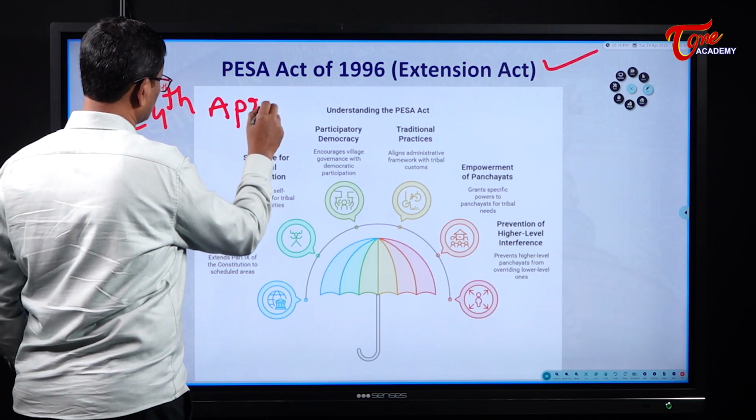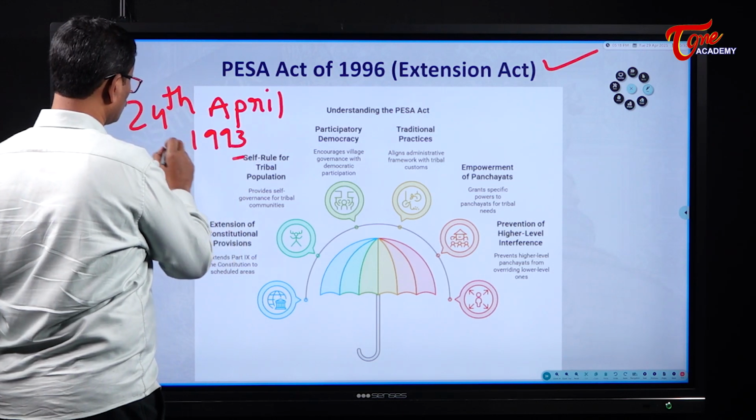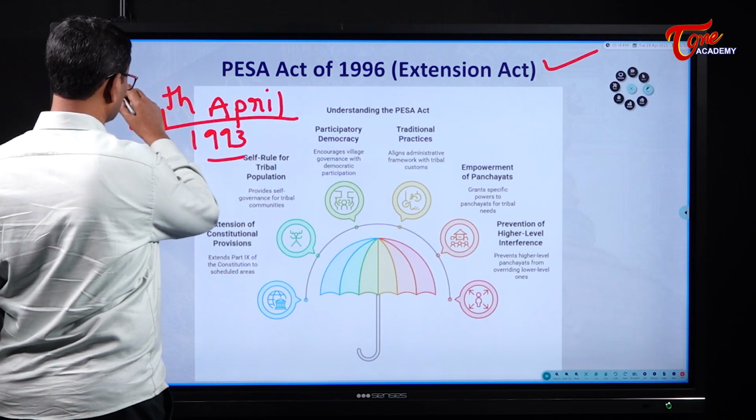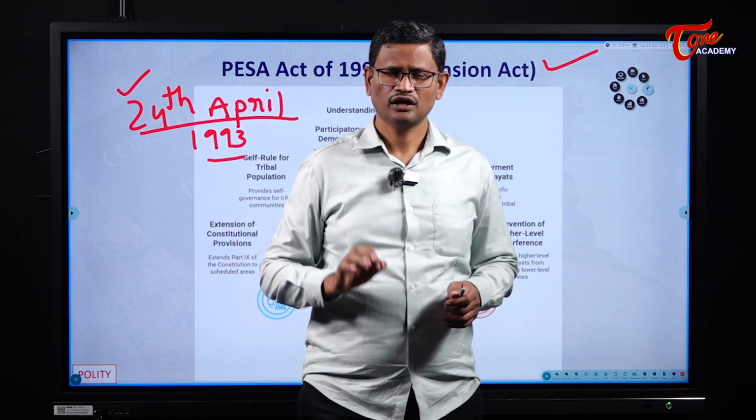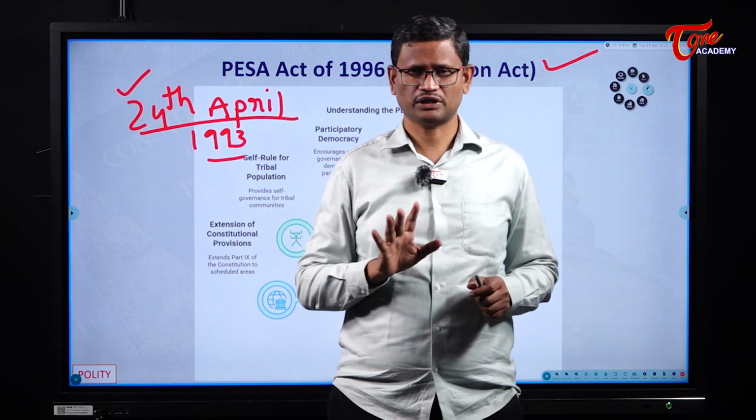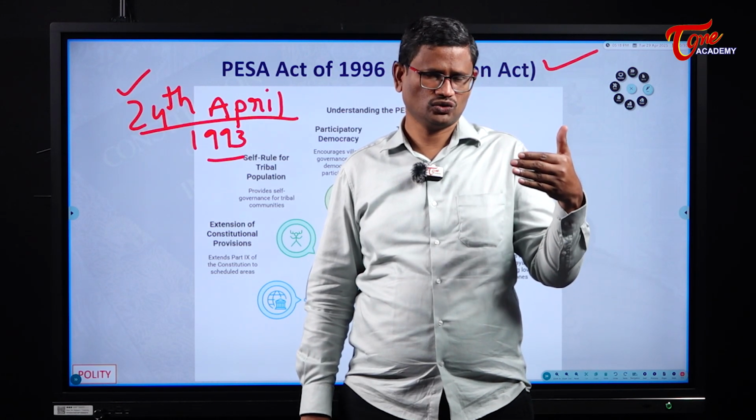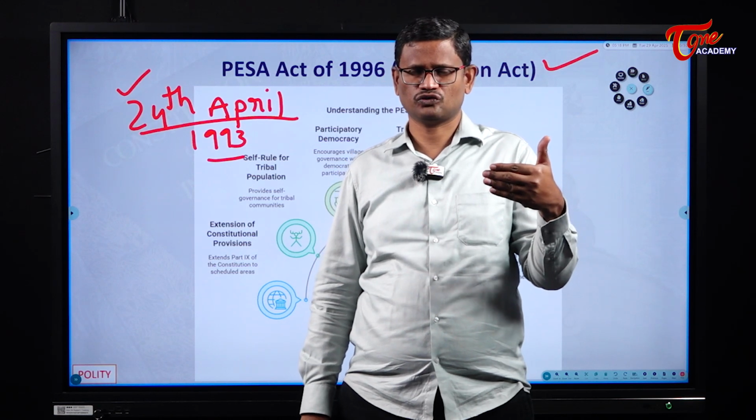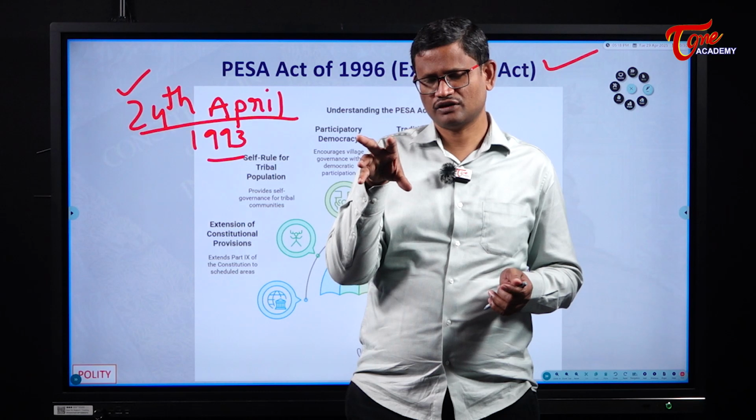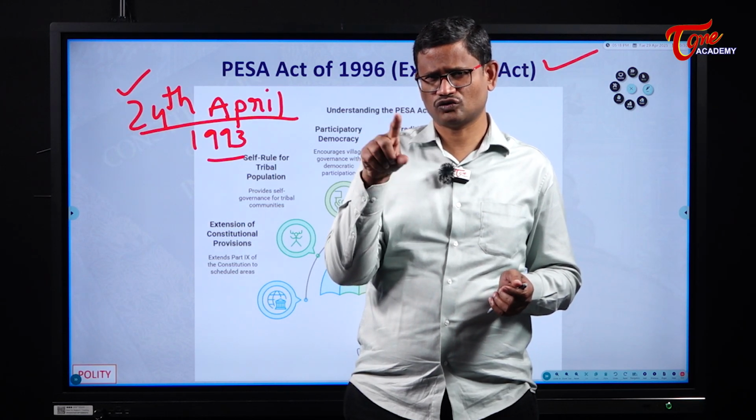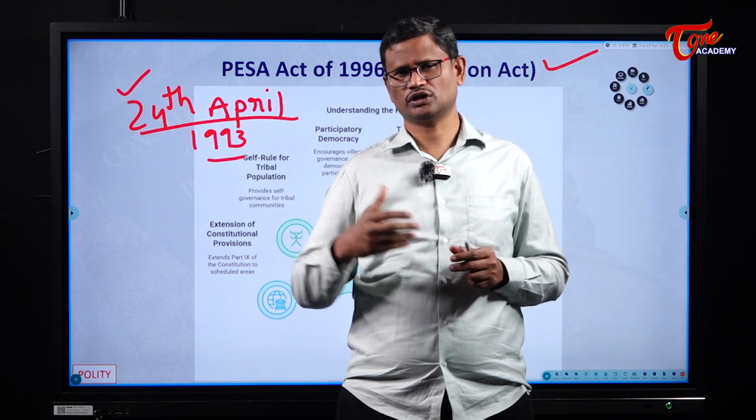24th April 1993. So that's the reason why 24th April is being celebrated as the National Panchayati Raj Day. So we are celebrating 24th April as a National Panchayati Raj Day. So the 73rd Amendment was done in 1992, but it came into operation on 24th April 1993. So this 3-tier Panchayati Raj system, when it initially came into operation on 24th April 1993, it was not extended to the 5th schedule areas.